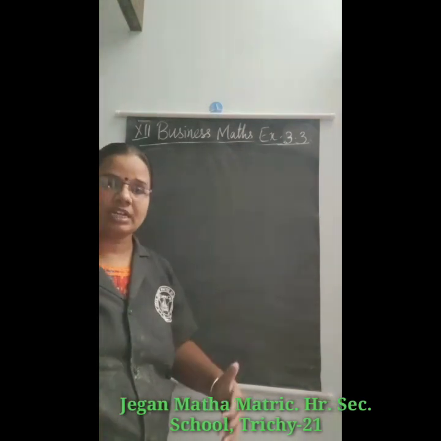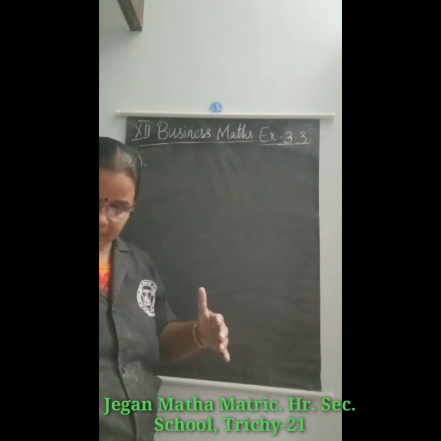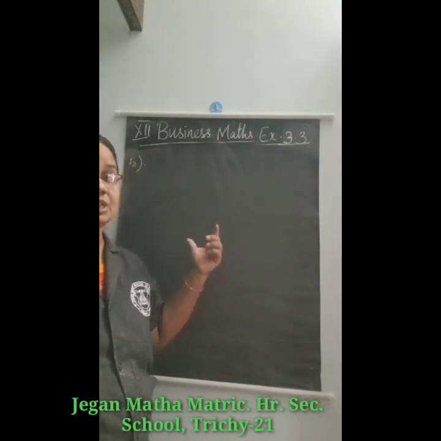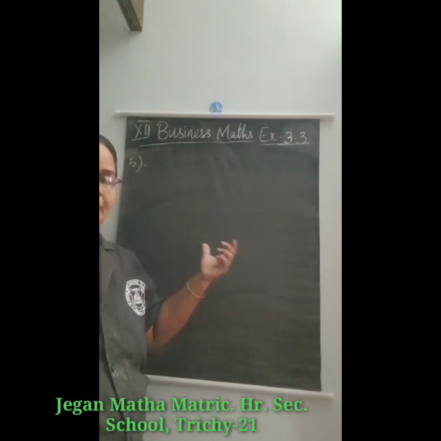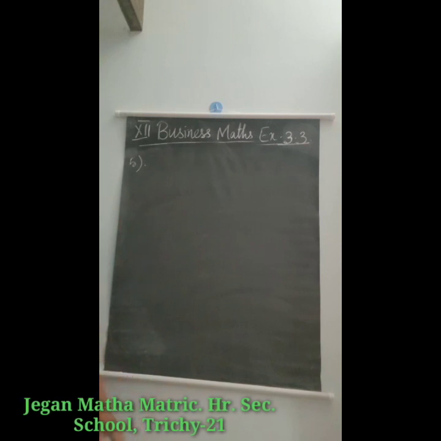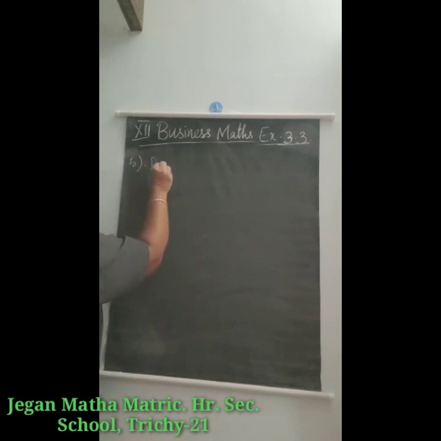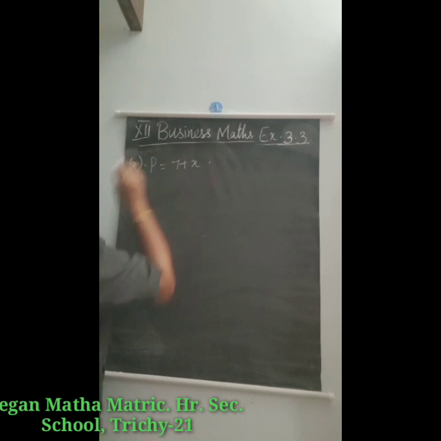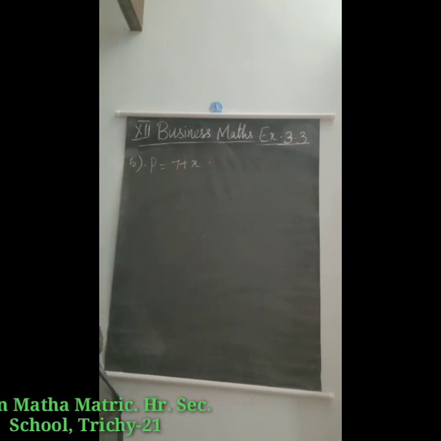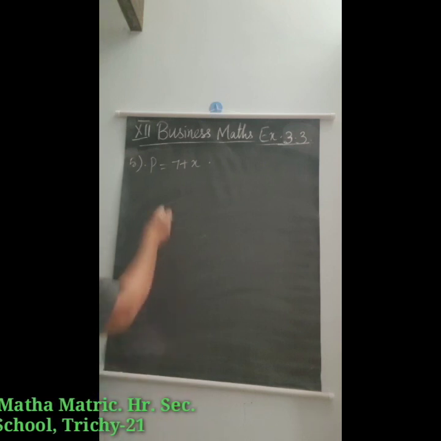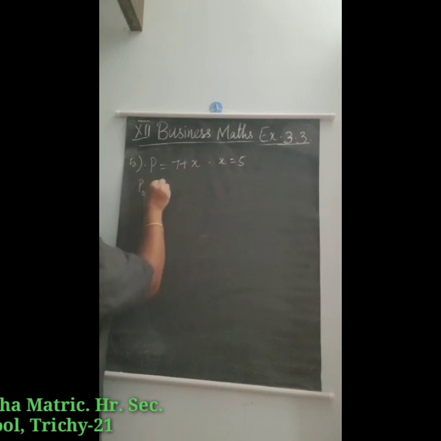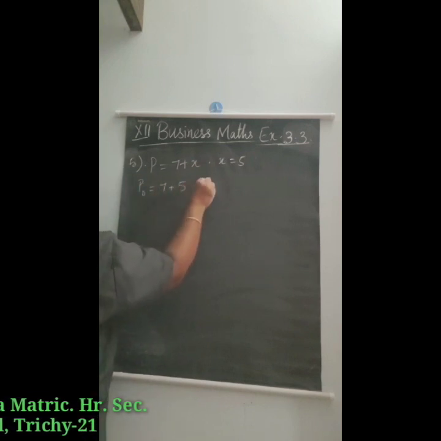If we find out producer surplus, the supply function is given in the question. Now in the fifth question, the supply function is given. So P is equal to 7 plus x. Now what is x? X is given in the question, that is x is equal to 5. So now we have to find out P naught is equal to 7 plus 5 is equal to 12.